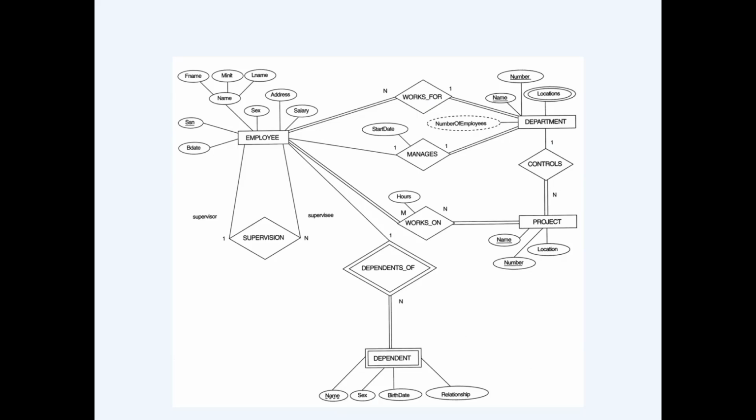Let's take another example. An employee can work for many projects, and one project can have many employees. So this is called a many-to-many relationship. You can see M and N here, which represent that this is a many-to-many relationship. Then look here, we have department and projects. Department controls projects. One department can control many projects. A particular project can be controlled by one department. So this is called a one-to-many relation.